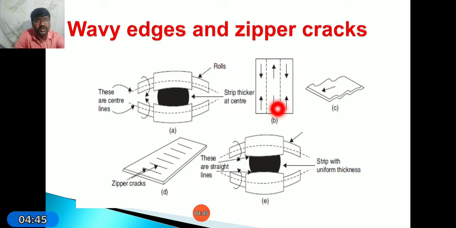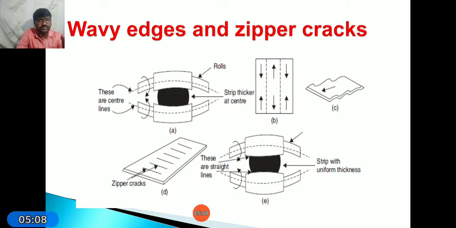Observed in diagram B, tensile forces are applied in the center and compressive forces at the edges. Due to this, the wavy edges are formed, and zipper cracks in the center portion, as observed in diagram D. For this case, we have to use a remedy.